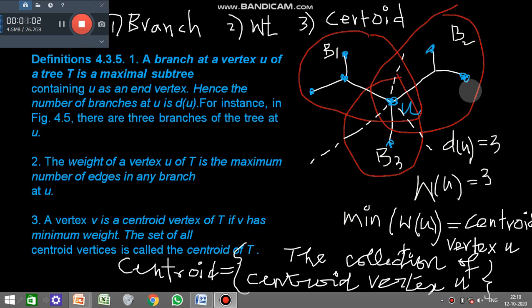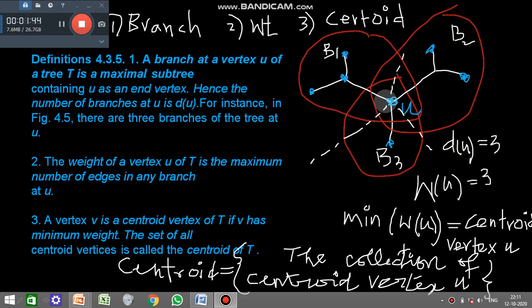So see the picture there, it is a tree where the vertices are given in blue color and the branches are given in white color. Now what is a branch at a vertex U of a tree? You see here, this is a small part of a big tree, okay, and U is a vertex. Now the branch at the vertex U is a maximal subtree containing U as an end vertex.